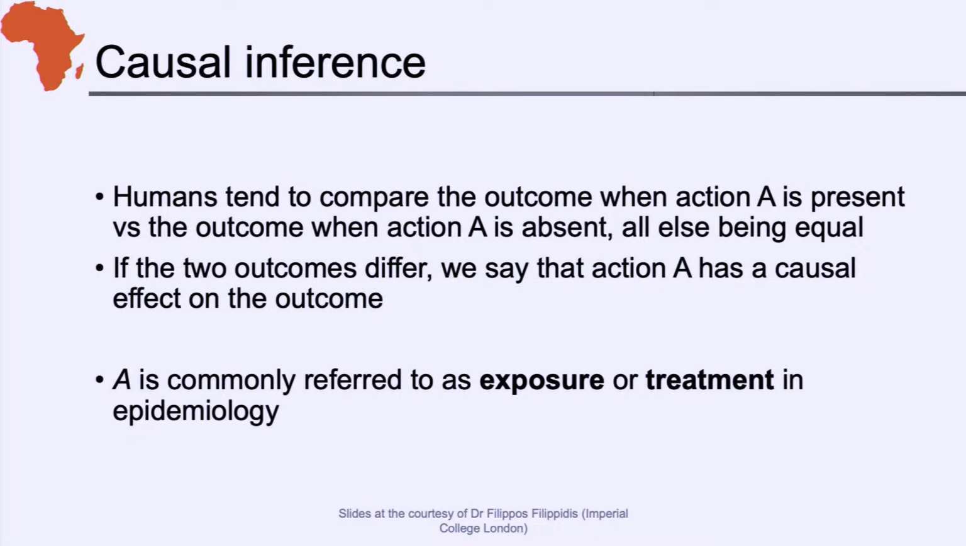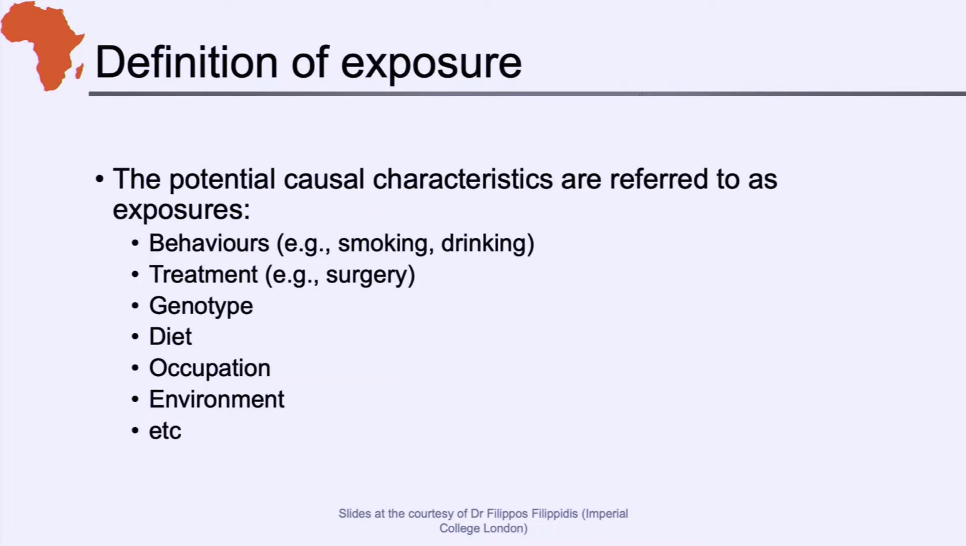We normally call A the exposure or treatment in epidemiology, where that could be behaviors, so smoking, drinking, diet, treatment, so having a surgery or not, genotype, occupation, environment, and there are a lot of other factors that may or may not lead to you having a disease.